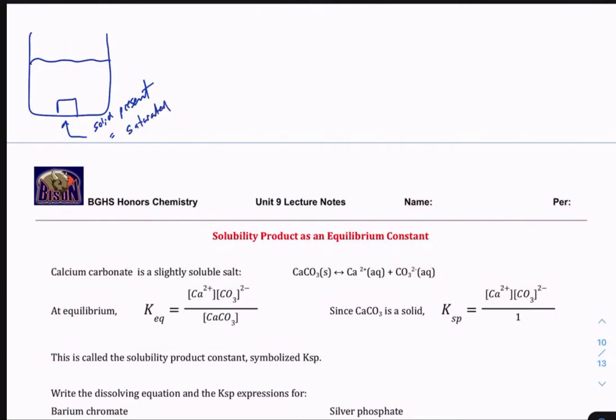So what that means is for every one of these solute particles that dissolves and becomes aqueous, at the same rate, one of those solid particles rejoins the solid. So if these two processes are occurring at the same rate, this is at equilibrium.